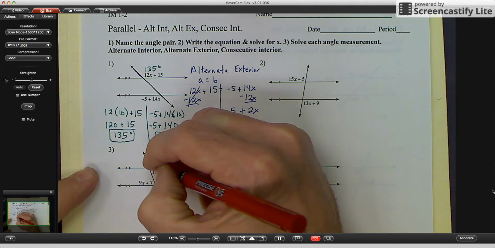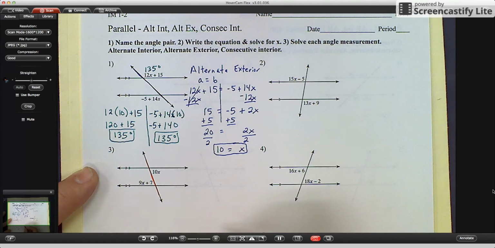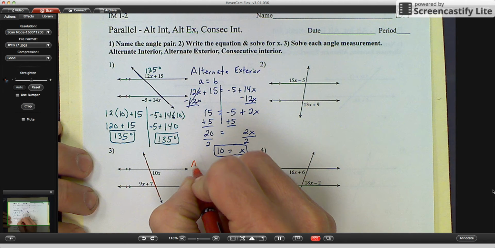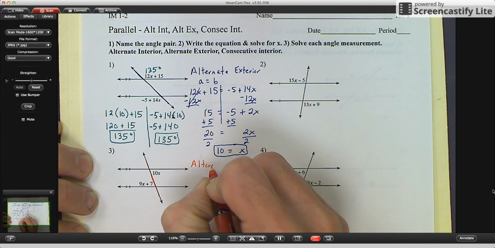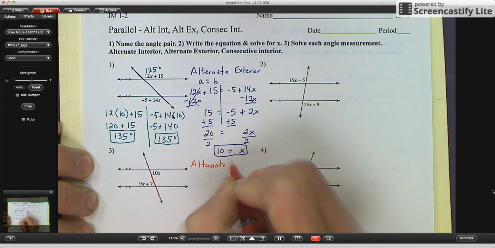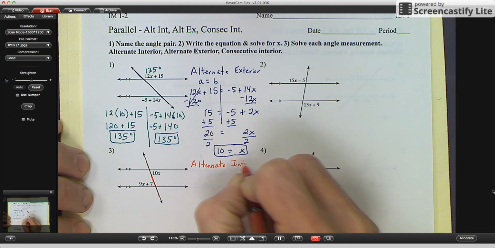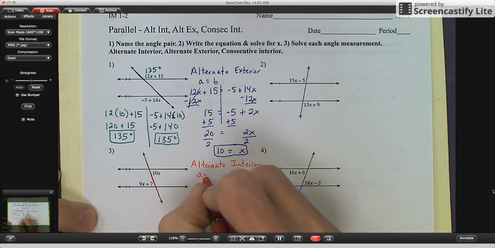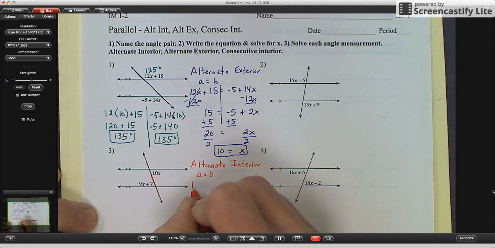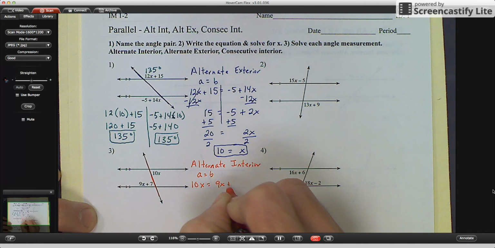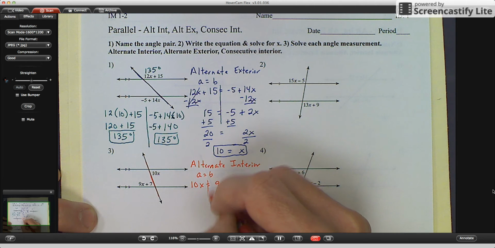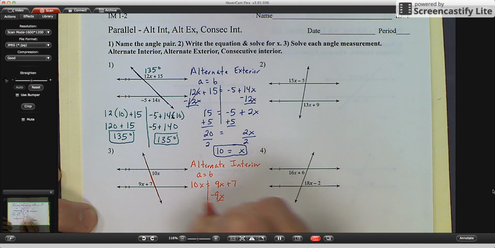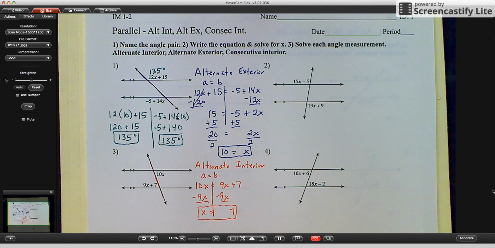Again, I'm going to highlight my transversal. Realize that the angles are on opposite sides of the transversal, so the angle pair relationship has to start with alternate. And they are on the inside, so alternate interior in this case. They are congruent, so A equals B. And then I'm going to write them into the equation. 10x equals 9x plus 7. I'm going to solve that equation. Equal sign's the middle. So subtract 9x, subtract 9x. 10x minus 9x is 1x equals 7. So x equals 7, and I've solved for my variable.